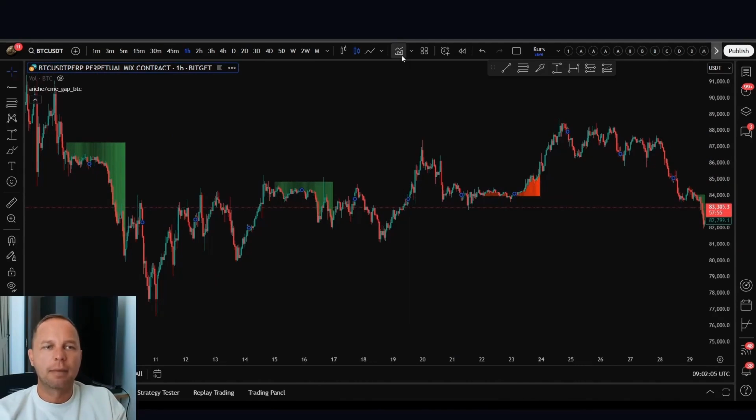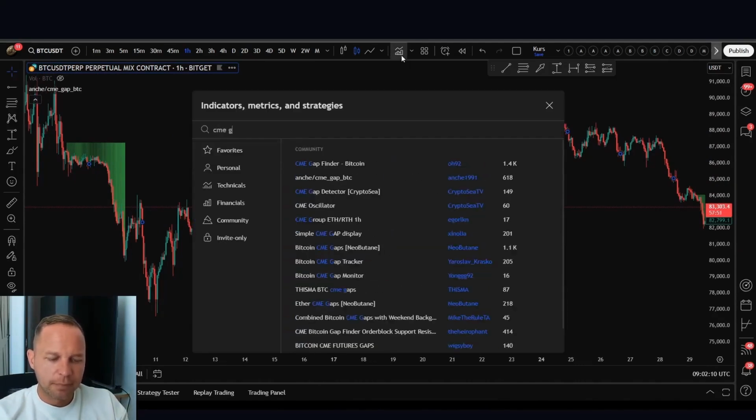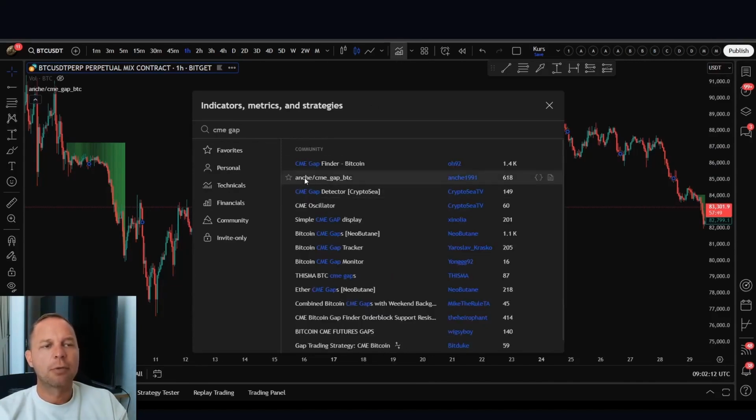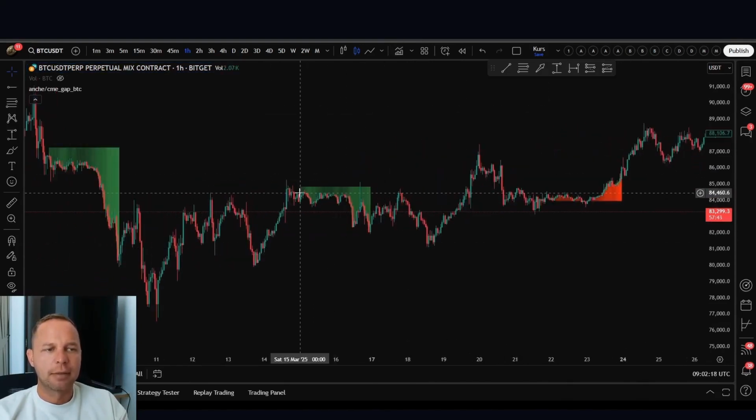How do you find the indicator? We will also go into it again shortly. Just enter CME Gap, exactly, from this price range. I recommend the Anchor CME Gap Bitcoin by Anchor 1991. He does it very, very well. And we see this green price range here, just as a small example.